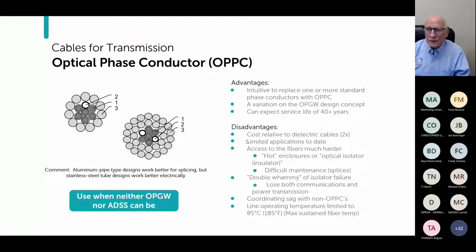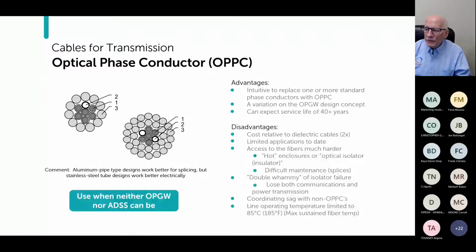And one of the reasons that it's limited is that you have to get access to the fibers, and that access is much harder because you've got these phase conductors energized at 69 kV or above, if it's a transmission application. To work with the fibers, you've got to get them separated from the metal so that they're not energized. In order to do that, you have to either use a hot enclosure or an optical isolator. And these create problems with maintenance, working with splices.